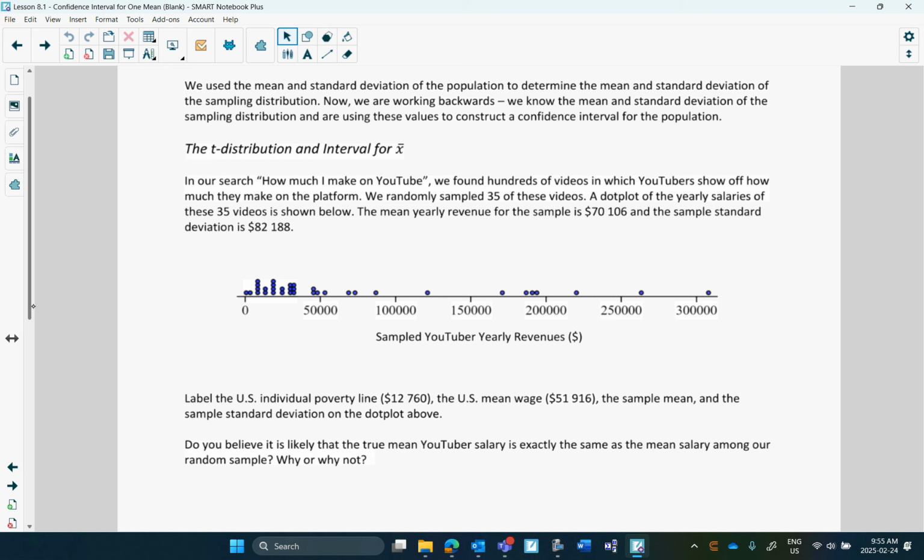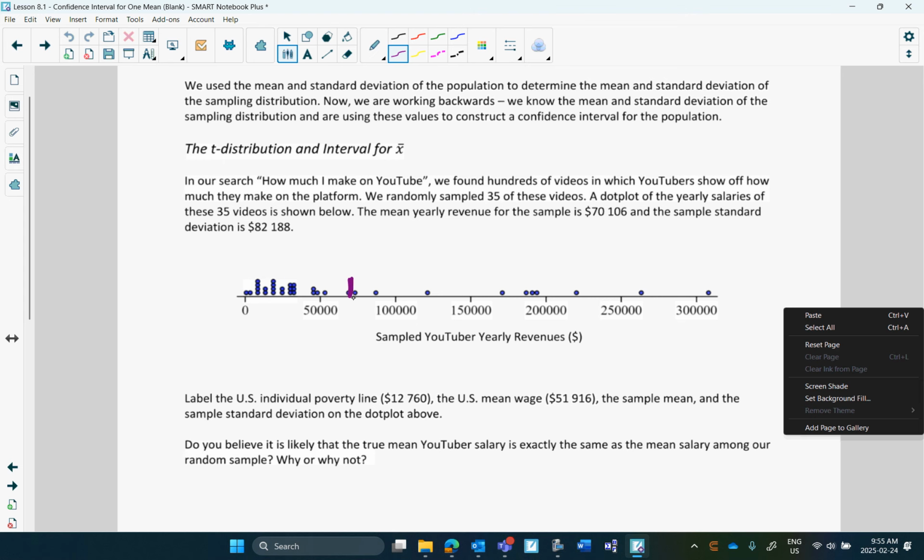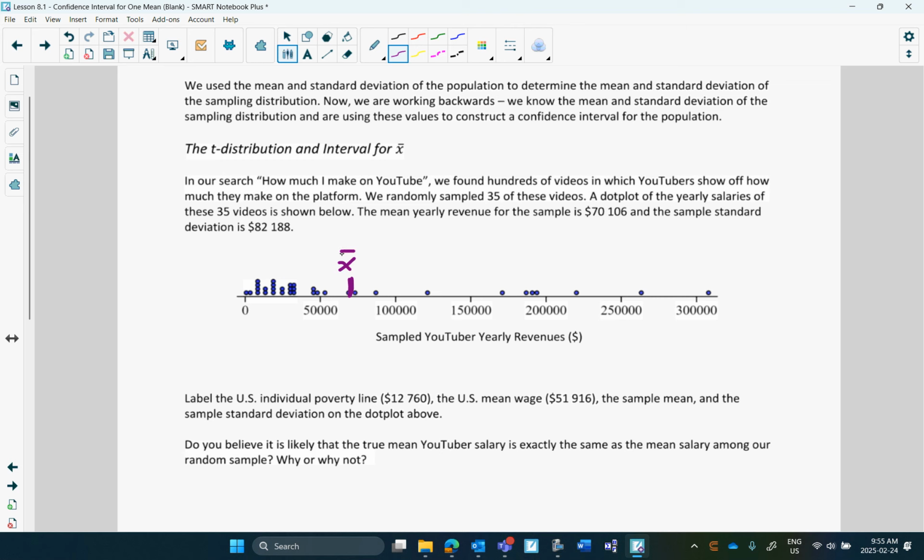But it was determined that the mean yearly revenue for the sample is 70,106. So on average, in our sample, the average yearly salary was 70,106. So it would be about here, 75,000. It'd be somewhere around here. So that would be our X bar, 70,106.